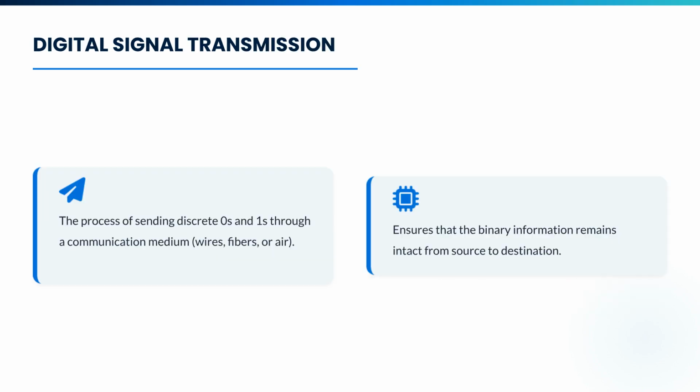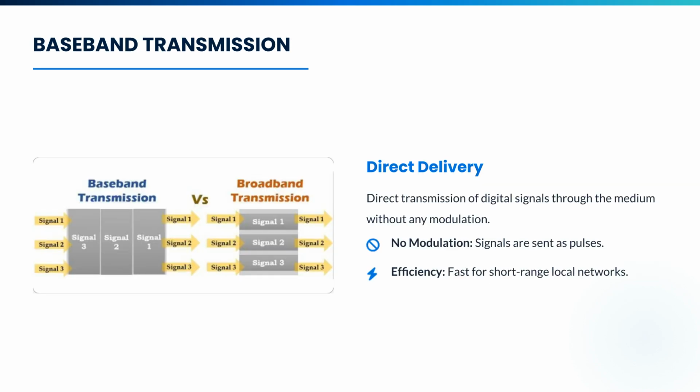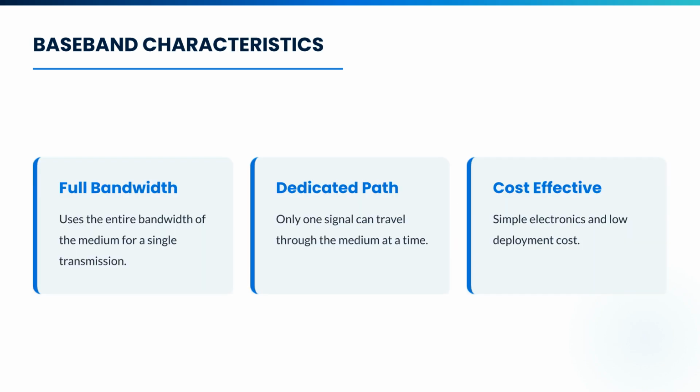Digital signal transmission is the process of sending discrete zeros and ones through a medium. It ensures the binary information remains intact from the source to the destination. Baseband transmission is the direct transmission of digital signals as pulses without any modulation. It is fast for short-range local networks, offering direct delivery. Baseband uses the entire bandwidth for a single transmission, meaning only one signal can travel at a time. It is cost-effective due to simple electronics and low deployment costs.